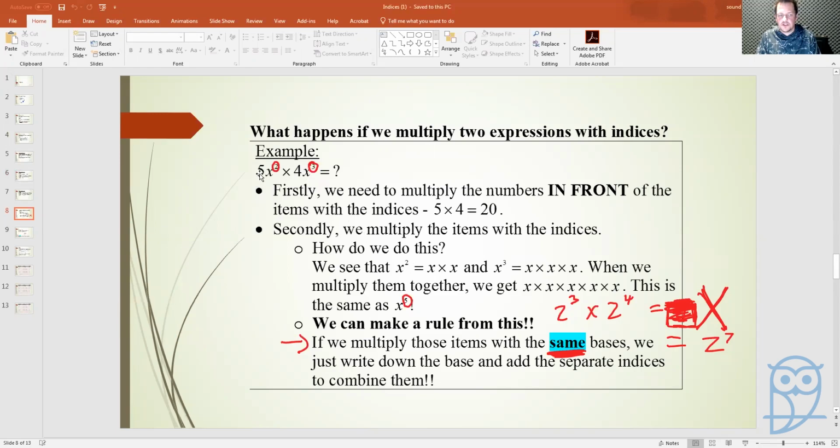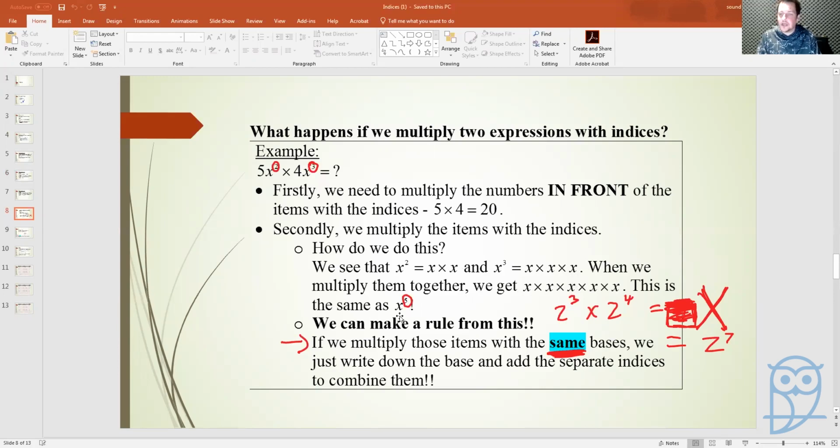So first thing you need to do is multiply the numbers, being the coefficients, in front. So 5 times 4 gives me 20. And then we have x squared times x cubed. Now, the x squared can be broken up into x times x, and the x cubed can be broken up into x times x times x. So when you multiply them, you end up having 5 x's, being x to the 5.